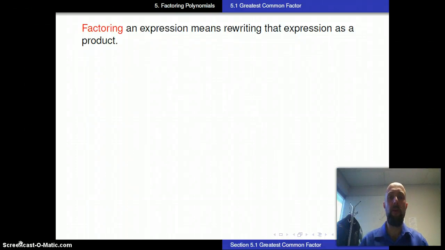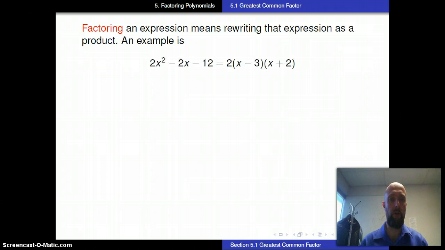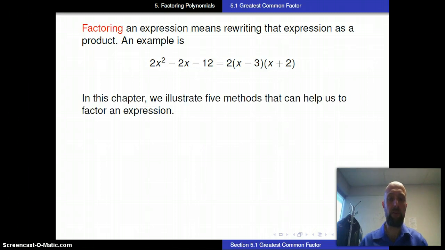Factoring an expression means rewriting that expression as a product. An example is 2x squared minus 2x minus 12 is 2 times x minus 3 times x plus 2. In this chapter, we illustrate 5 methods that can help us to factor an expression.